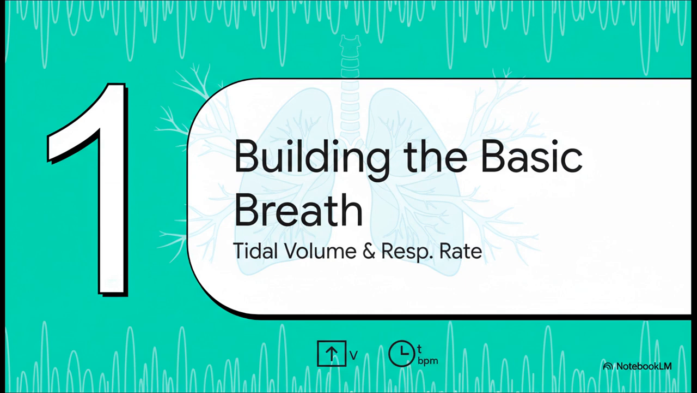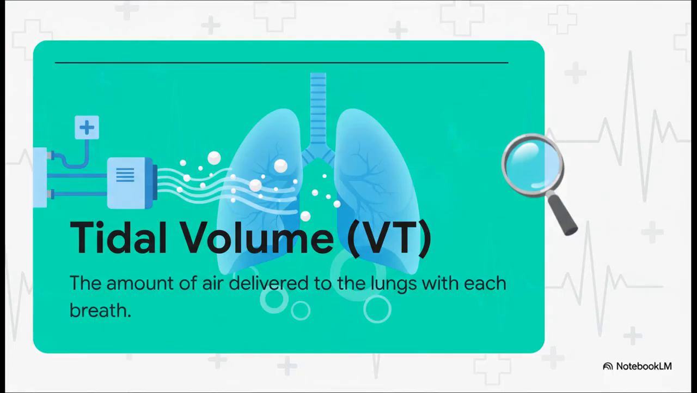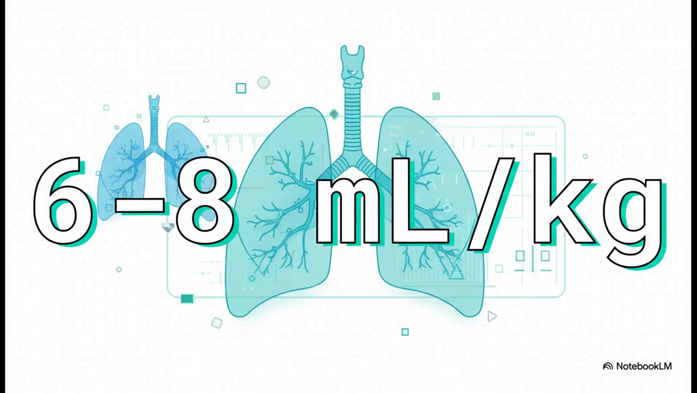Okay, so let's start from the ground up by building the basic breath itself. And this really just relies on 2 foundational parameters, tidal volume and respiratory rate. First up is tidal volume, or VT for short. And put simply, this is just the size of the breath. It's the exact amount, the volume of air, that the ventilator pushes into the lungs every time the patient breathes in. So how much is the right amount? Well, the standard is about 6 to 8 milliliters of air for every kilogram of the patient's ideal body weight.